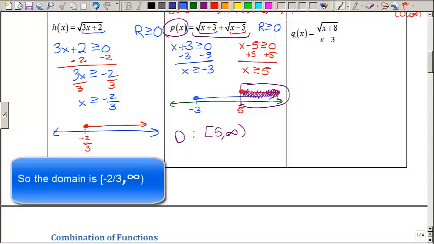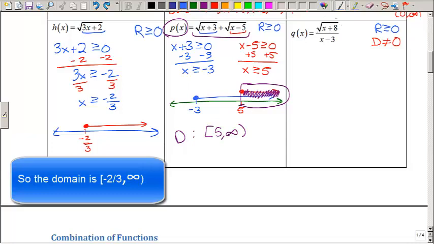On my last problem, q of x is equal to the square root of x plus 8 divided by x minus 3, I've got two problematic functions. I've got an even function on the top, meaning that the radicand has to be greater than or equal to 0, but also I've got a denominator here with an x in it. Whenever I have a denominator with an x in it, I've got to exclude the value where my denominator is going to be equal to 0.